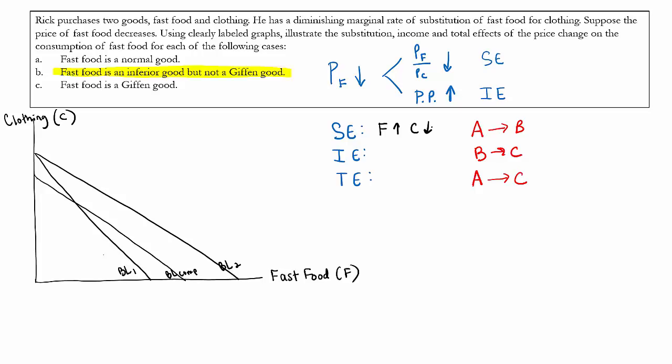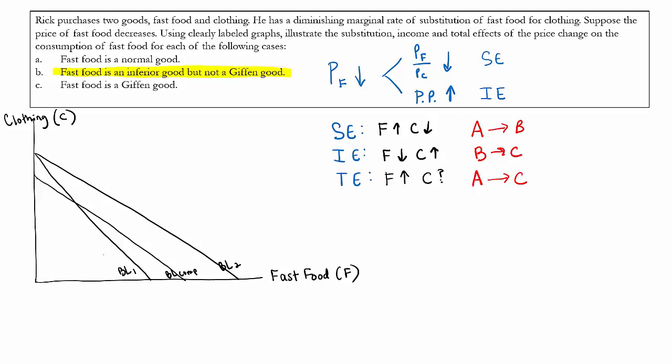He feels richer, but fast food's inferior, so his income effect will pull fast food down. Clothing is normal, so his income effect will pull clothing up. In the case of fast food being inferior, now the income and substitution effects are pulling fast food in opposite directions. We know what happens though because we're told that fast food is not Giffen. That means that fast food obeys the law of demand. So what ultimately happens is that when the price of fast food goes down, Rick's consumption will go up. What happens to clothing, however, is still ambiguous.